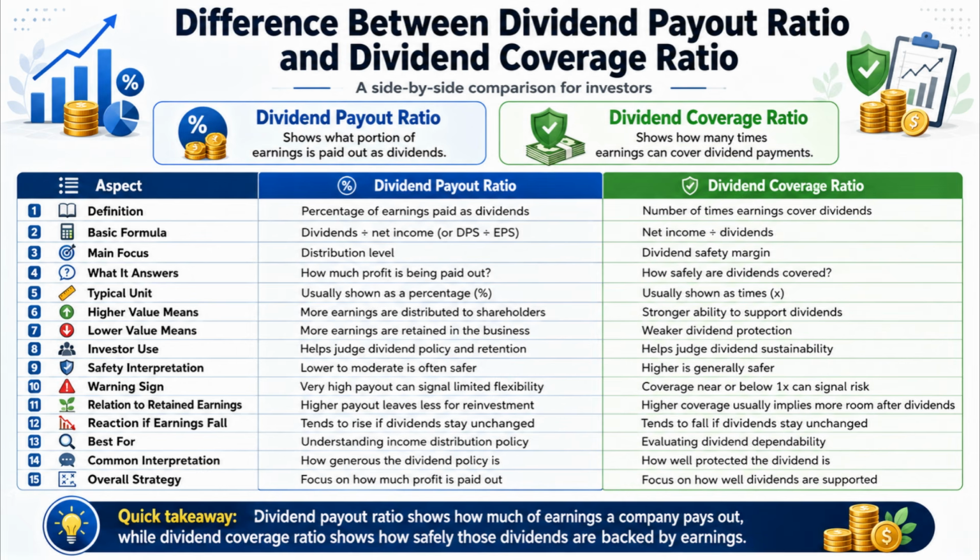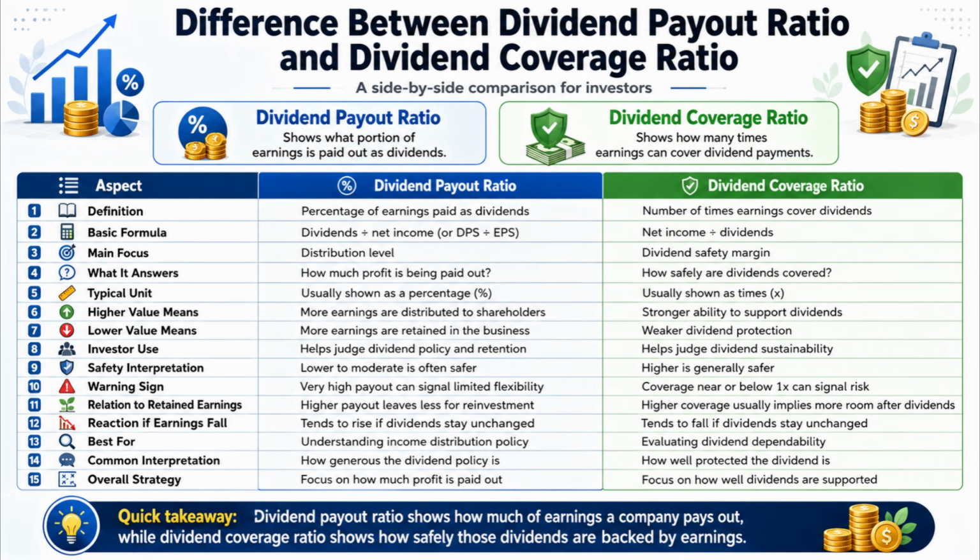Number 10. A very high dividend payout ratio can signal limited financial flexibility, whereas a coverage ratio near or below 1 times can signal dividend risk. Number 11. Dividend payout ratio has a direct relation to retained earnings because a higher payout leaves less for reinvestment, whereas a higher dividend coverage ratio usually implies more room left after paying dividends. Number 12. If earnings fall and dividends stay unchanged, dividend payout ratio tends to rise, whereas dividend coverage ratio tends to fall.